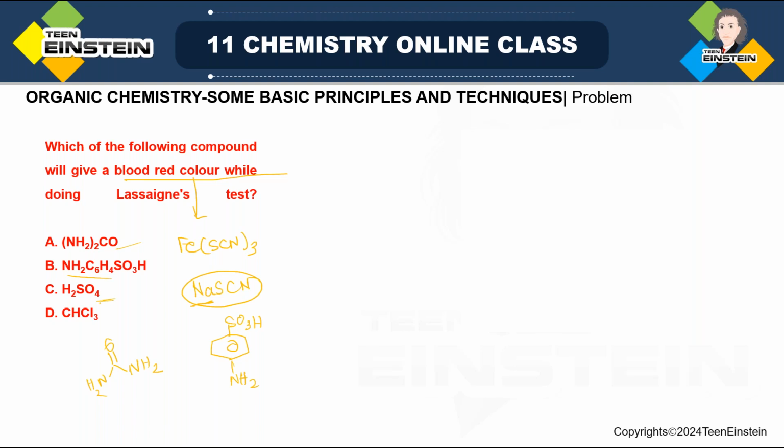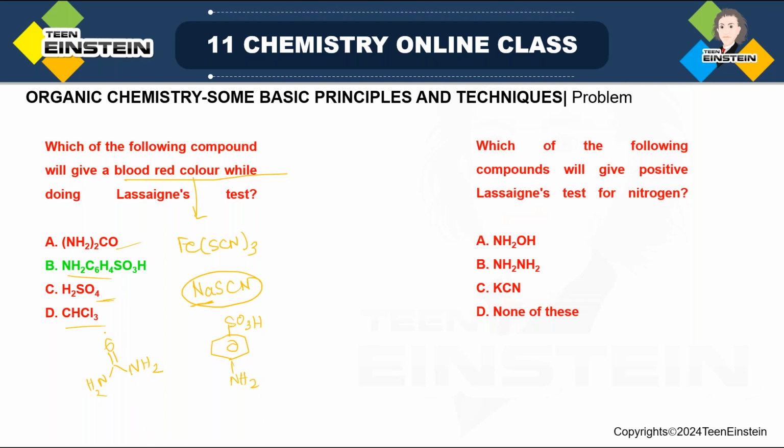And look at the other two options. H2SO4 is an inorganic compound and there is no carbon, so no question of NaCN formation, and only sulfur is there, nitrogen is also not present. Then CHCl3, there is no presence of sulfur or nitrogen, only carbon is present. So only option B will be the correct option. We'll go to the next question.